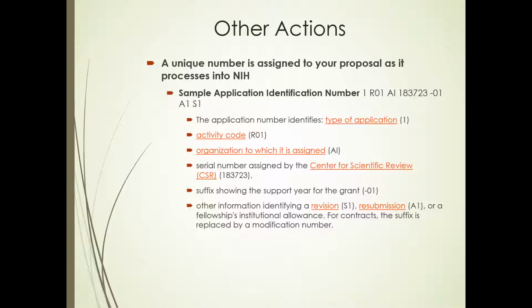When your proposal is processed into NIH and is assigned to a review panel, it'll have an application identification number assigned to it. Many times when you're talking with the program officer or you're filling out forms, like if you're doing a resubmission, they won't ask for this whole number. They'll ask for just the center part of that number, the A1183723 in our example here. So this just gives you some information about how they break down that number and what it means, in case you've never seen that before.